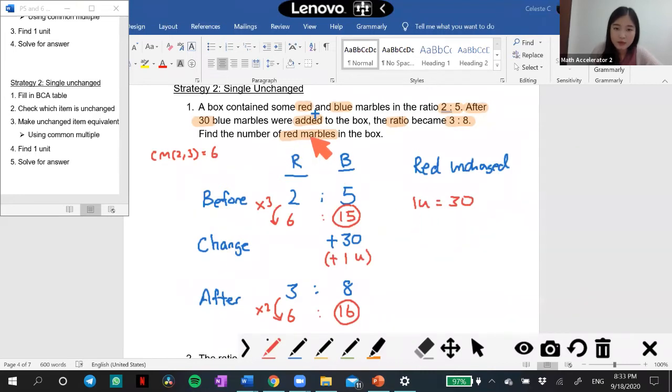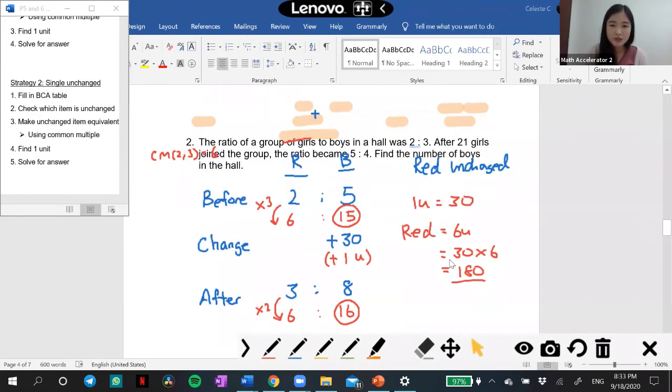How do I find the number of red marbles? Red marbles from the start to the end, 6 units. So take your 1 unit times 6. Okay, great. 180. So if you're still a bit shaky on this strategy, it's okay. We have 3 other questions to practice this.